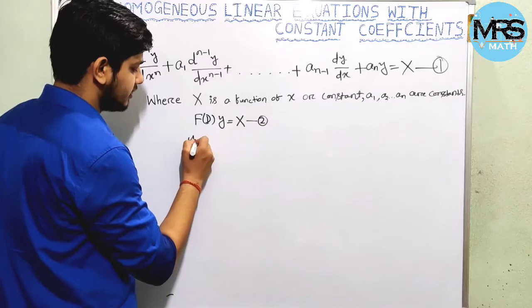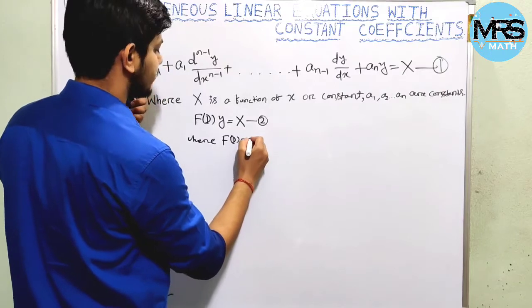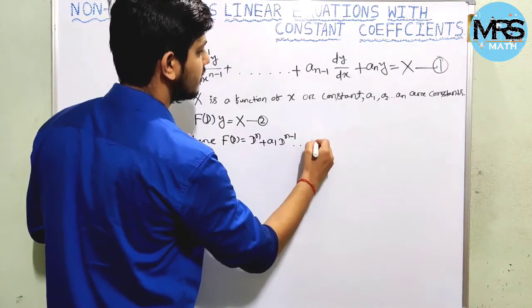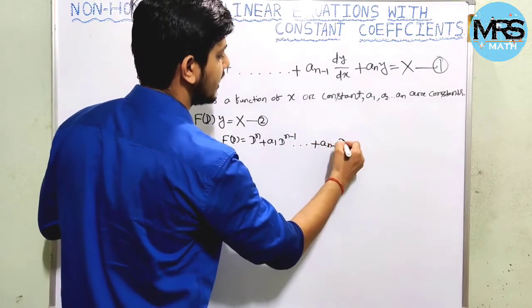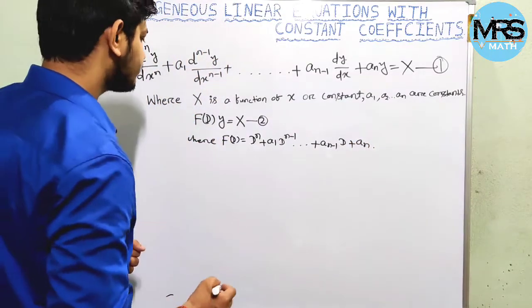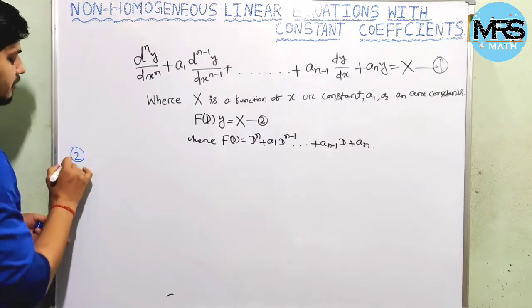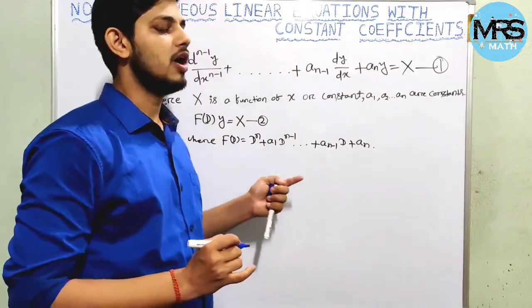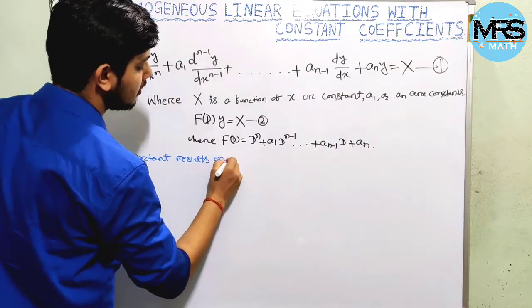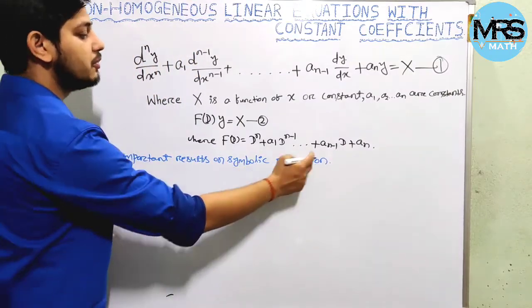And what does this f of D represent? F of D is equal to D to the power n plus a1 D to the power n minus 1, up to an minus 1 D plus an. This is our f of D. Now we will discuss some important results on symbolic operation. Okay, write down: some important results on symbolic operation.